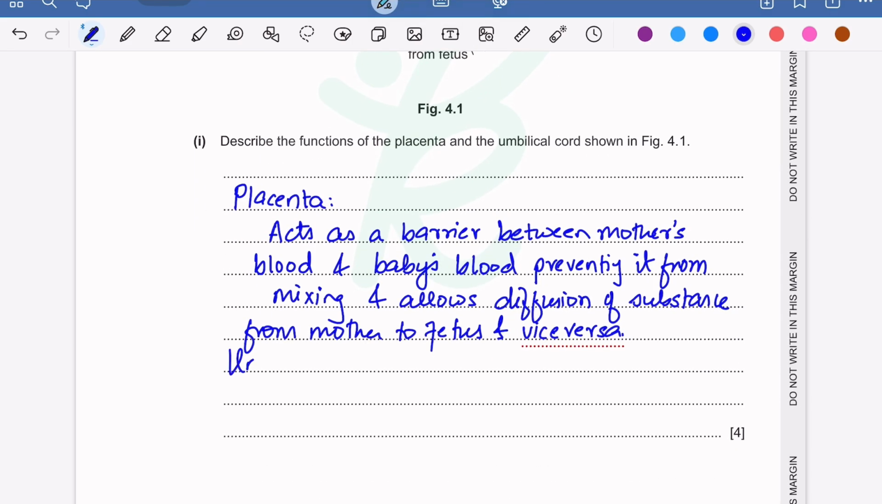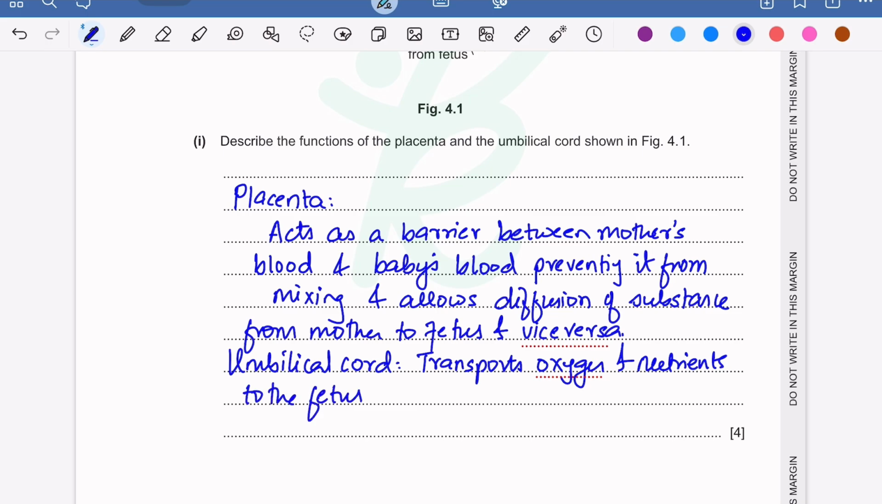Whereas the umbilical cord transports oxygen and nutrients to the fetus and connects the embryo's blood supply to the placenta.